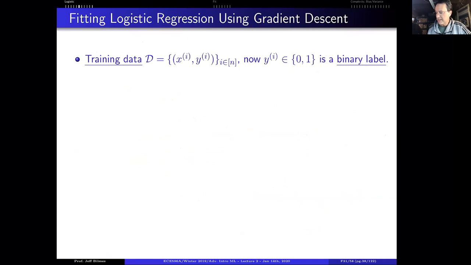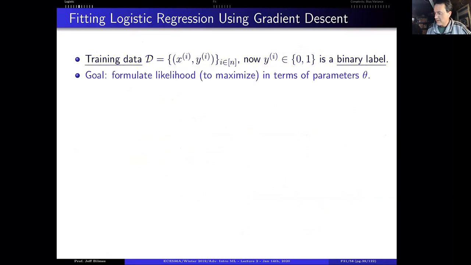So we start with a training data set, because in order to make the data set look good, we need to have a data set. In this particular case, the data set consists of pairs, like before, except that now y is a binary label. It's a 0, 1 valued binary number. Notice this is a set. It's not a range. It's not a real number between 0 and 1. It's just the value 0 or 1. It's truly a binary number.